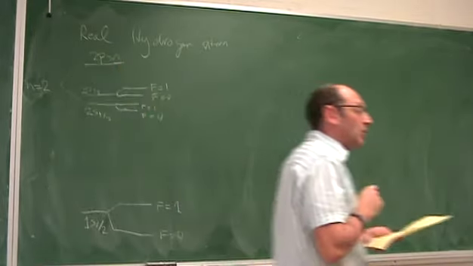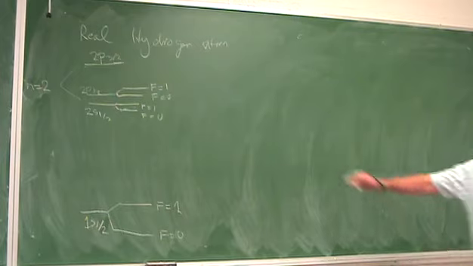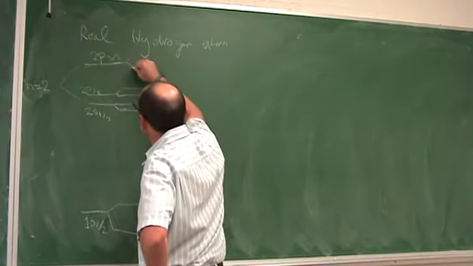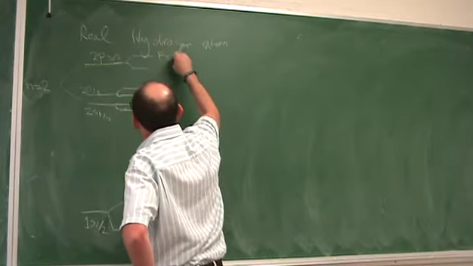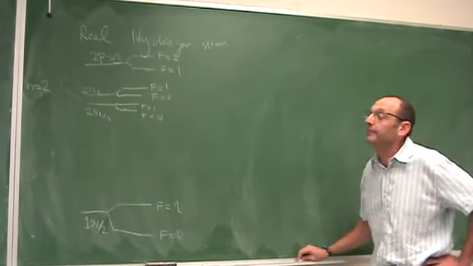And now I ask you, what are the possible values of F in the 2p 3/2? Well, J in this case is 3/2, and the nuclear spin is 1/2. F is J plus I. So I can have 3/2 plus 1/2, which is F equals 2. And F equals 1. Okay.